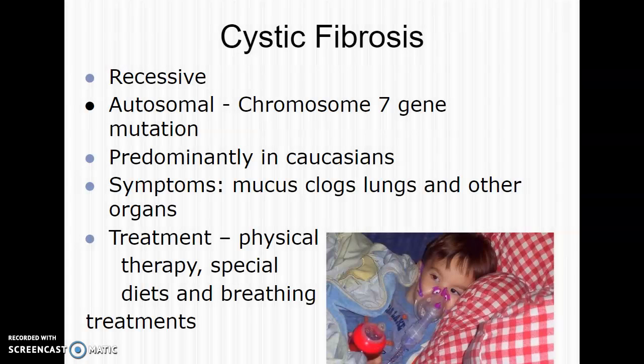Cystic fibrosis is another example of an autosomal recessive trait, on chromosome number 7, predominantly in Caucasians. People that have cystic fibrosis have a lot of mucus in their lungs. We have treatment, which is physical therapy, but there is no cure for cystic fibrosis either.